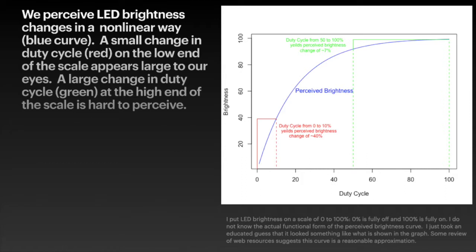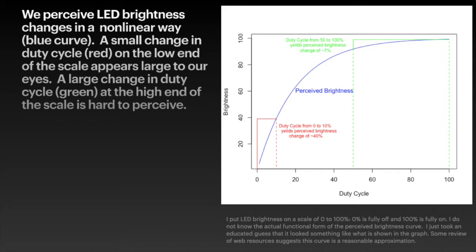So I put this graph together with my guess as to what that relationship would look like. And it just helped me understand that a small change in duty cycle at the low end would appear large to our eyes, whereas a large change in the duty cycle at the higher end would be hard to see.